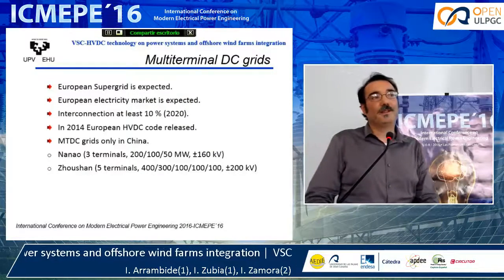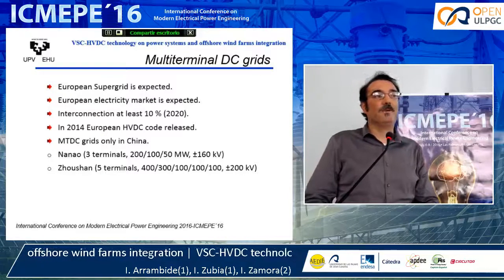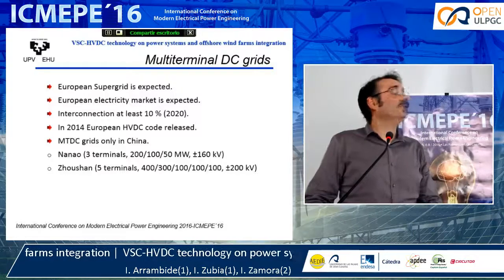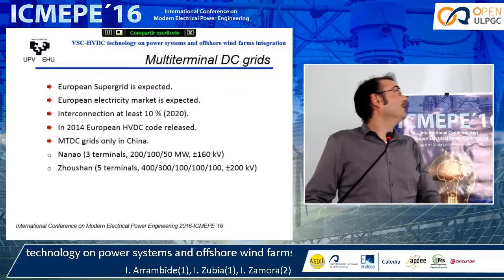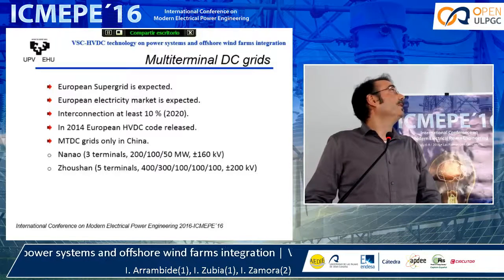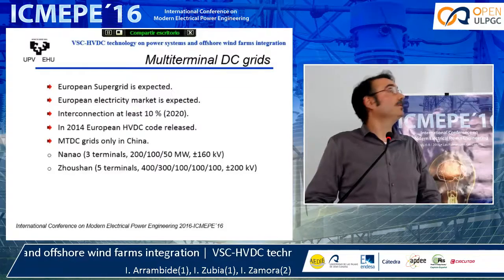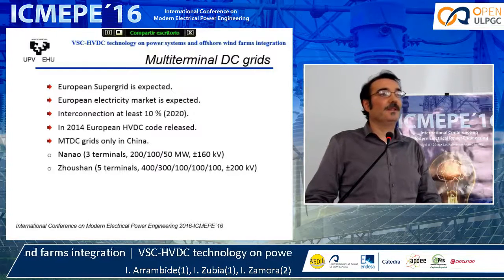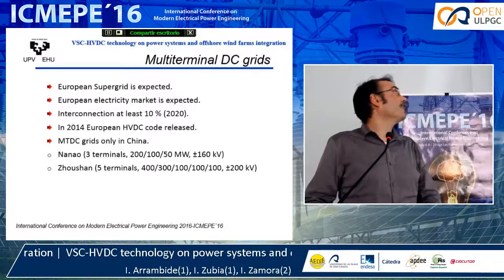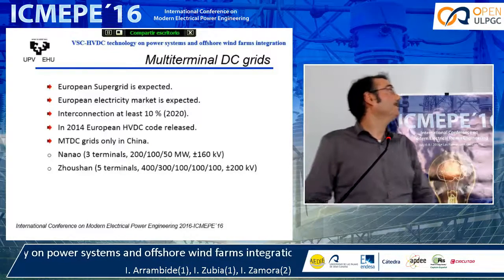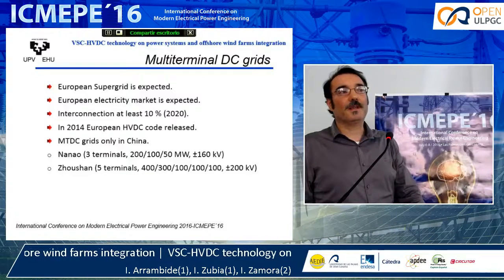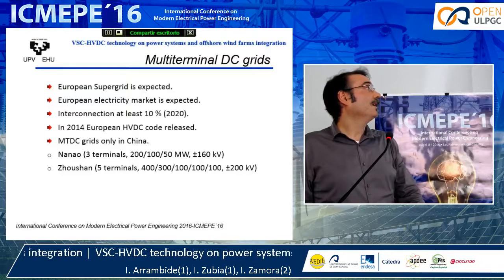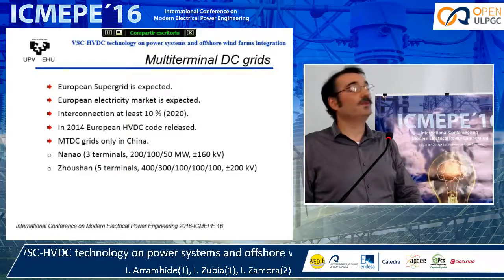So as I said before, multi-terminal DC grids must fulfill one condition: the DC voltage can't change polarity. As we know, the European community wants to make a unique electricity market and supergrid, so it's mandatory that VSC converters fulfill this condition. Nowadays, around the world, only in China do we have 2 different multi-terminal projects, but they are quite small, with 3 and 5 terminals. It's because for multi-terminal DC grids we need circuit breakers, and circuit breakers nowadays are limited up to 200 kilovolts.